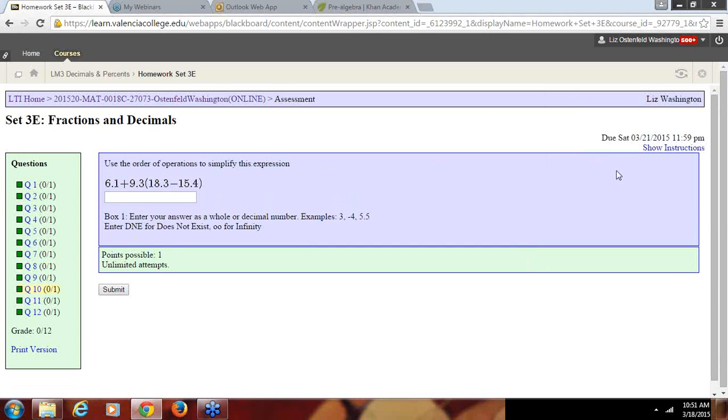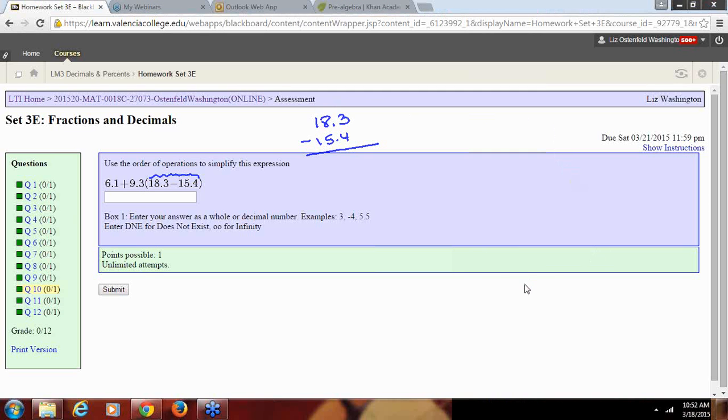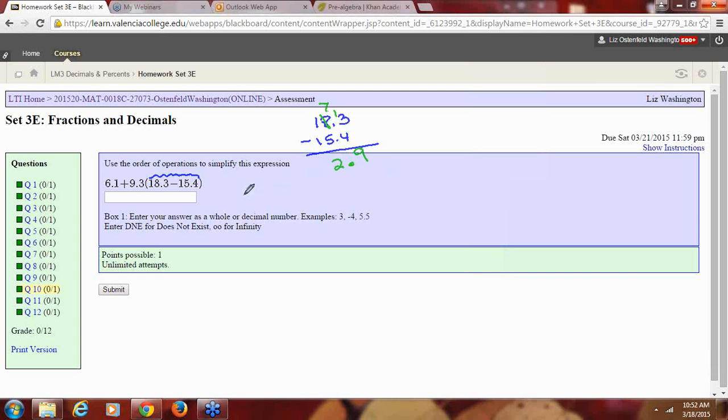You have order of operations with decimals. Basically, the order of operations is the same as it is with whole numbers. You just have to pay attention to your decimals. So here, I would actually do what was in the parentheses first. So 18.3 minus 15.4. Okay. I'm going to change my color so it's easier to see. I cannot take 4 from 3, so I'm going to borrow from the 8 and make it 13. 13 minus 4 is 9. Bring down my decimal. 7 minus 5 is 2. 1 minus 1 is 0. So that means this answer gives me 2.9.